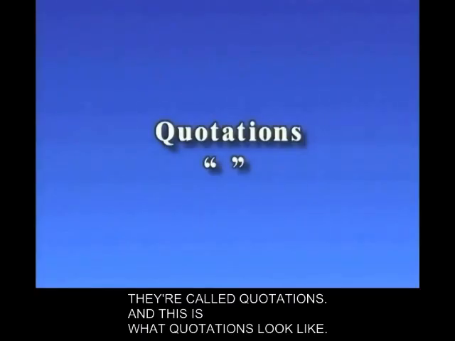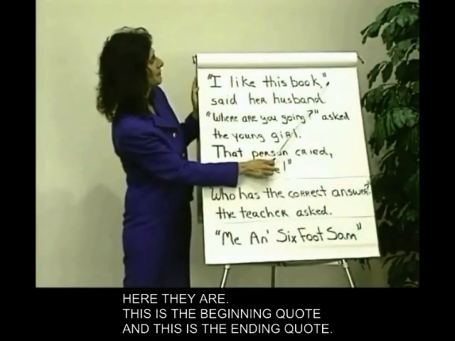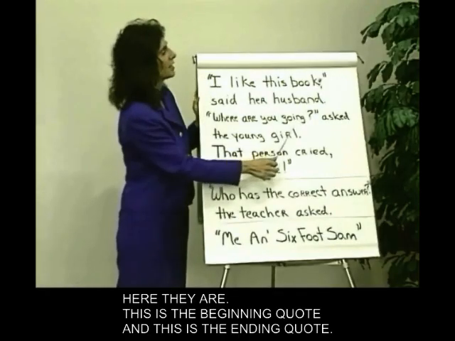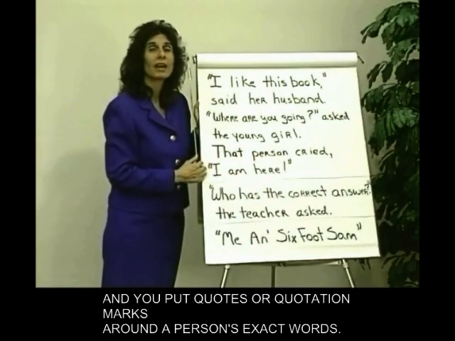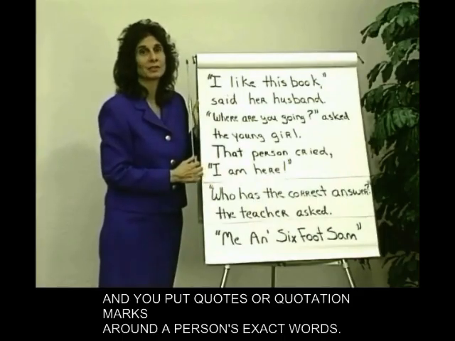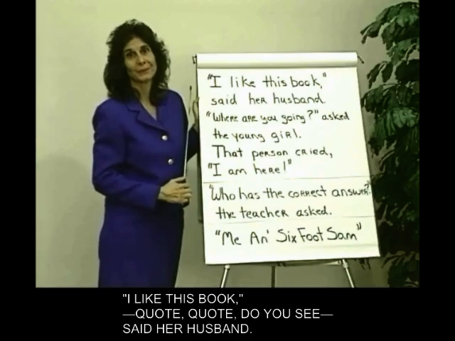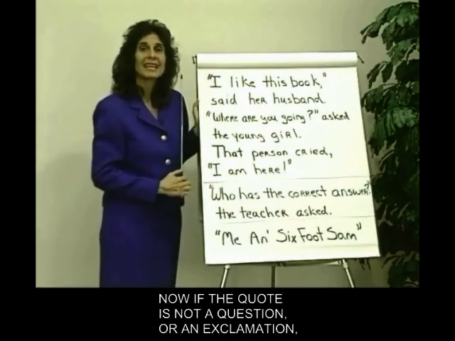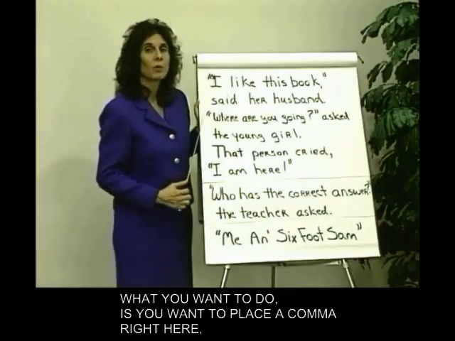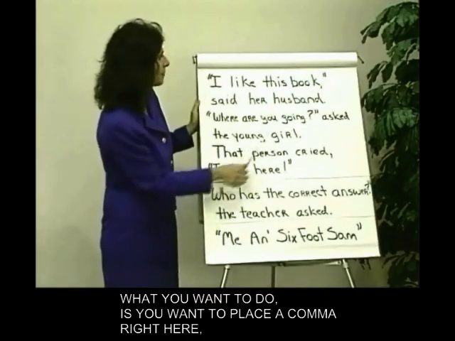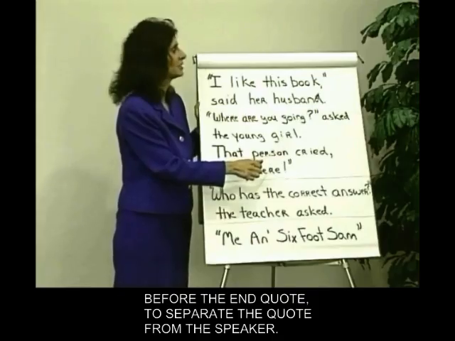They're called quotations. And this is what quotations look like. Here they are. This is the beginning quote and this is the ending quote. And we put quotes or quotations around a person's exact words. "I like this book." Quote, quote. "Do you see?" said her husband. Now, if the quote is not a question or an exclamation, you want to place a comma right here before the end quote to separate the quote from the speaker.